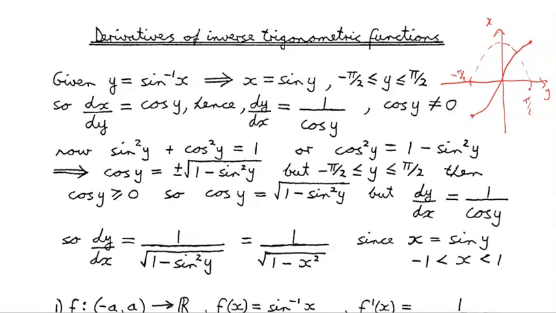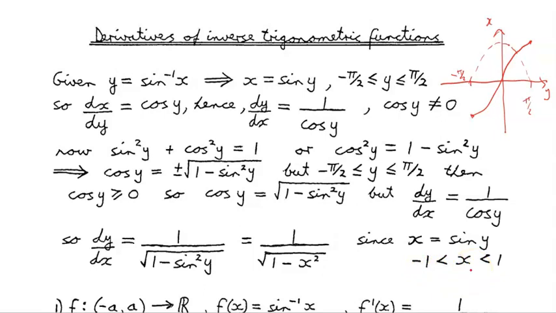So for cos y, we take the positive value, the square root of 1 minus sine squared y. But dy dx is 1 on cos y, so dy dx is 1 on the square root of 1 minus sine squared y. Now sine y is equal to x, as we saw up here, so sine squared y will be x squared. So we have dy dx is 1 on the square root of 1 minus x squared. And x, as we said, lies in the open interval from minus 1 to 1. The endpoints are not included.